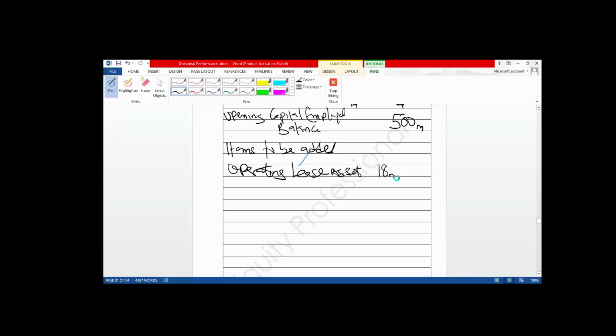If you look at finance lease, it is automatically capitalized. It is assumed to be part of the assets of the company.